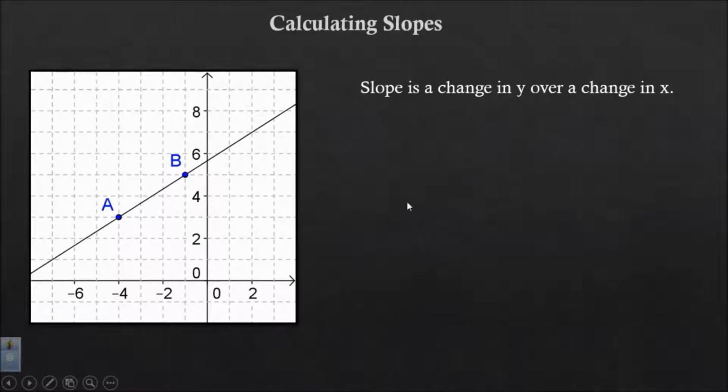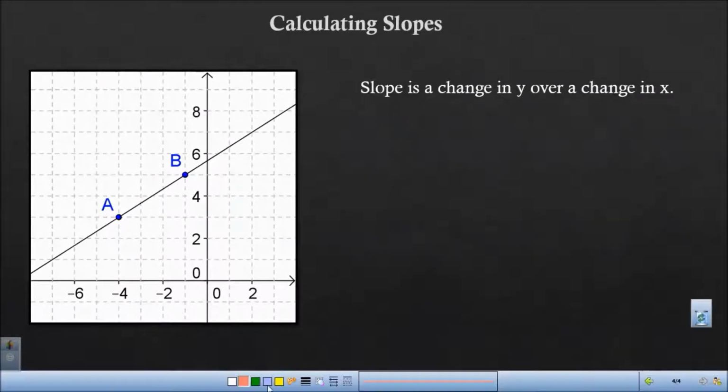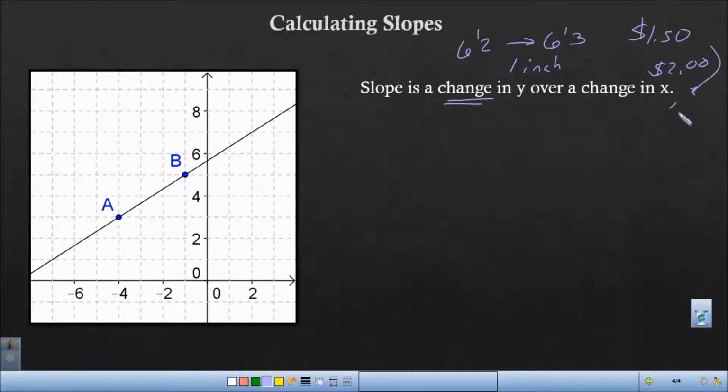Now, visually counting the slopes is one thing, but what we actually want to be doing is calculating the slopes. Slope is a change. Change is a subtraction. If you think about growth, right? If I'm 6 feet 2 inches and in the next year I grow and now I'm 6'3", then my change in height would be 1 inch. Or if I go to the store and I buy something that costs $1.50 and I give them $2, then I'm going to get back 50 cents in change. All right, this is all subtraction. So slope is all about change. Change is all about subtraction.